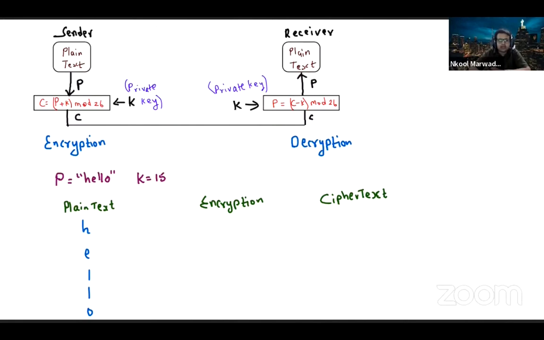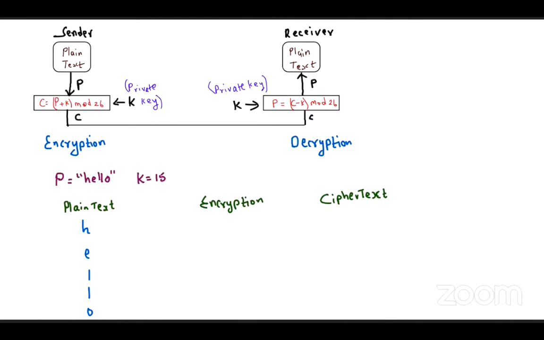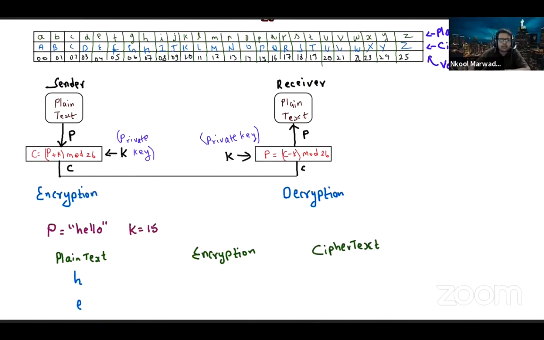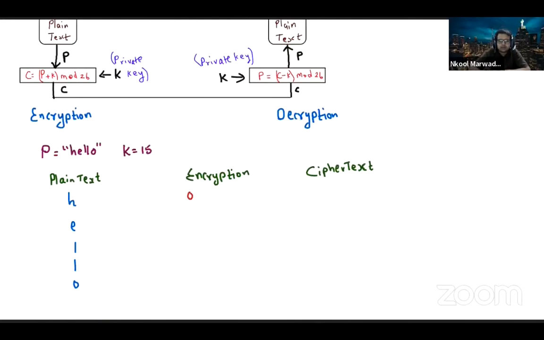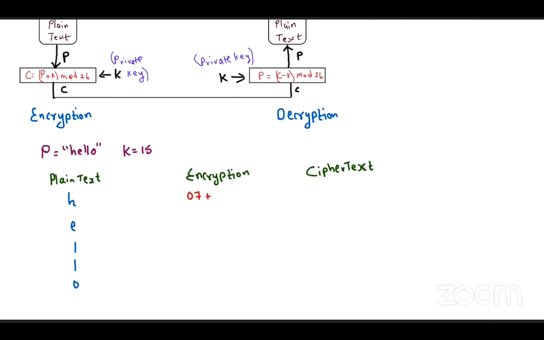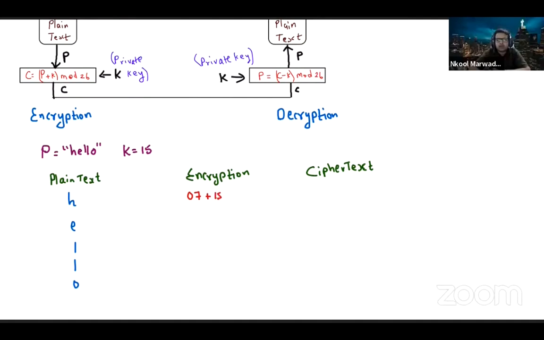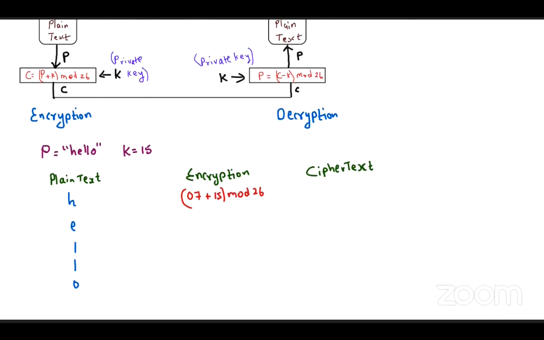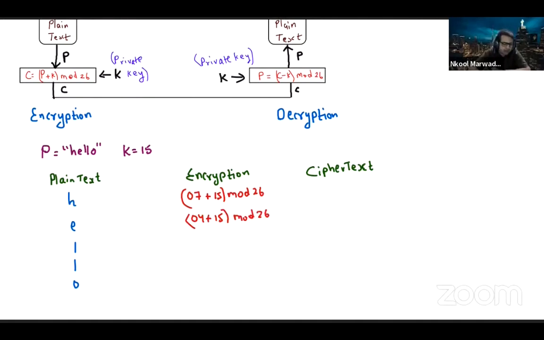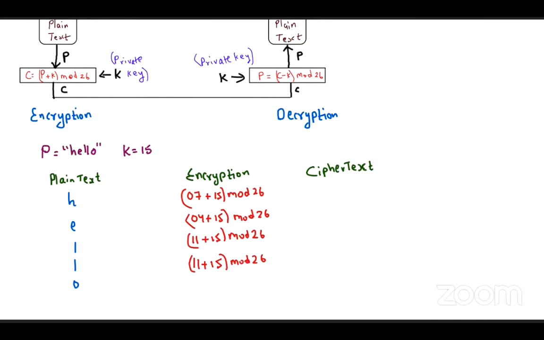So for H, what is the number for H? H is 7. So I can write it like this: 7 plus K, which is 15, mod 26. Mod means remainder. Whatever the sum is, we have to divide it by 26, and whatever is the remainder, that will be our answer. Similarly, we will be doing this for all these characters. E in the table which we made is 4. So 4 plus 15 mod 26. And similarly, we have L. L is 11. 11 plus 15 mod 26. Then once again 11 plus 15. Then O, which from the table is 14.